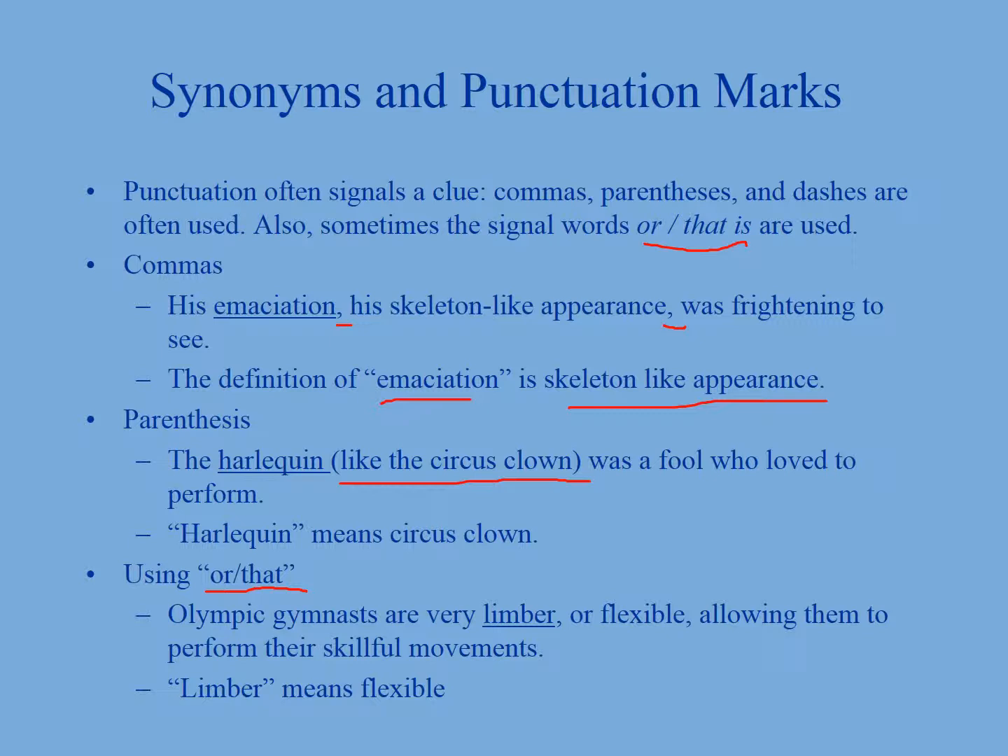"Olympic gymnasts are very limber, or flexible, allowing them to perform their skillful movements." Notice the clue word "or." Notice that the clue word as well as the synonym to limber, they are both enclosed in commas. So the definition of limber is flexible.